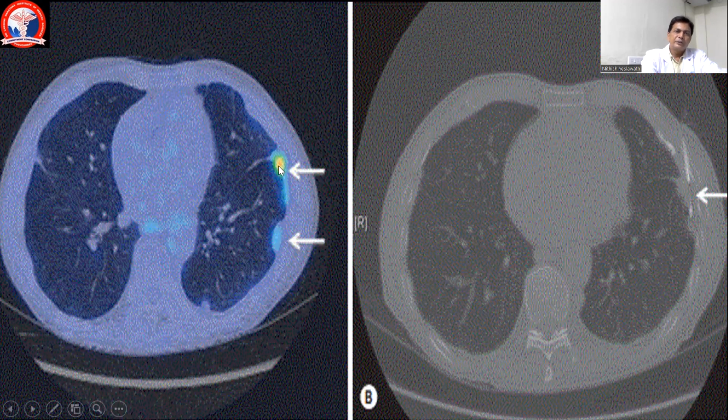Here again, a fusion PET image is showing the same uptake along this irregularly thick pleural nodule. The next image is showing the needle here for biopsy, two-cut biopsy. The CT scan image shows the same nodule, the same mass. The attempt of taking the biopsy, two-cut biopsy, is here.